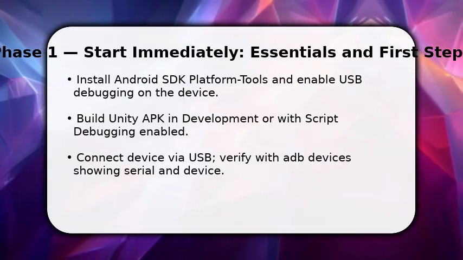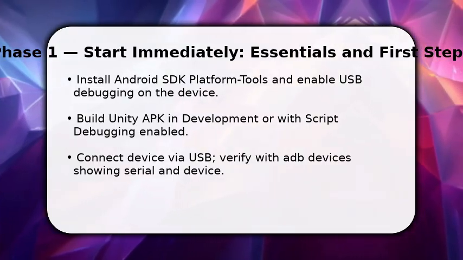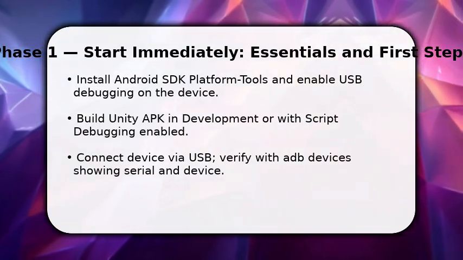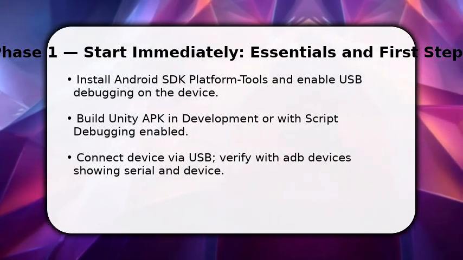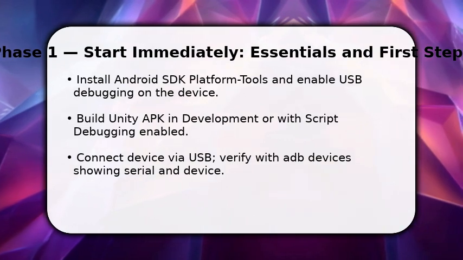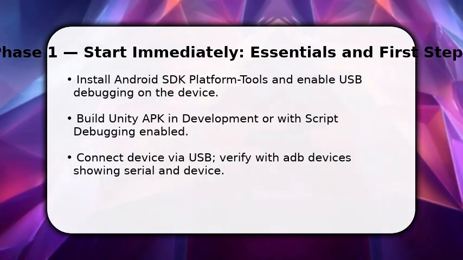Connect the device via USB and run adb devices to confirm a recognized serial. Once done, make sure Unity's console logging is set to show Android logs. This prevents missing entries when you open Logcat.